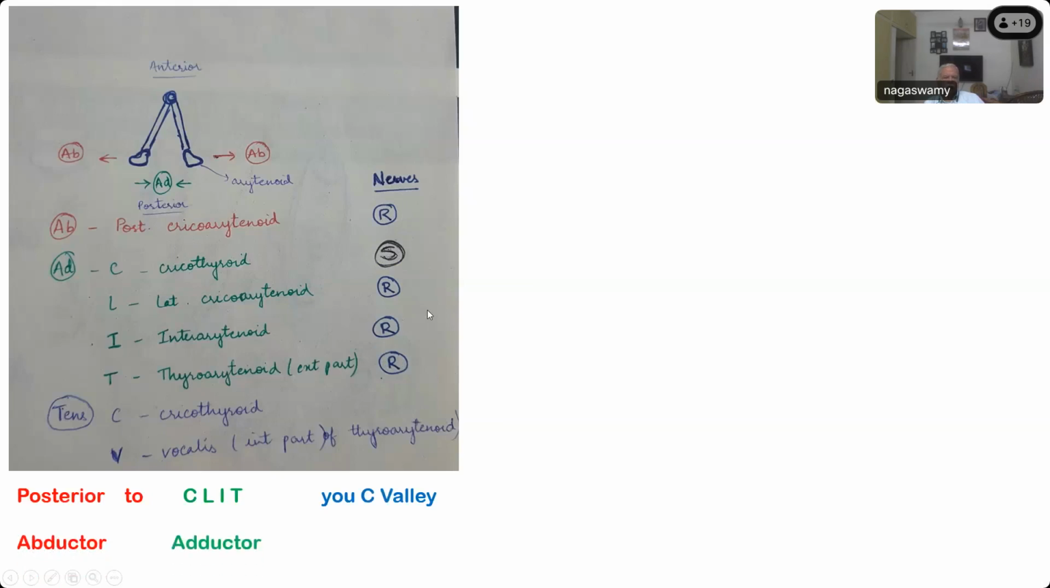This is the mnemonic you can remember. The posterior cricoarytenoid, you see a valley. So the posterior cricoarytenoid is the only abductor muscle. All others, cricothyroid, lateral cricoarytenoid, interarytenoid, thyroarytenoid, are all adductors, and tensors are by the cricothyroid again.